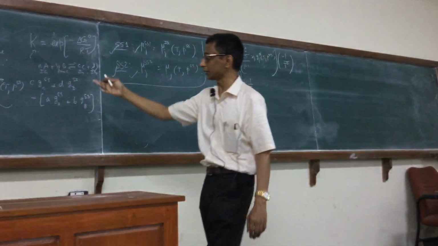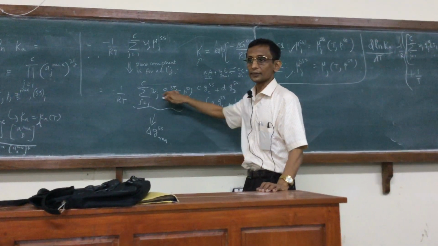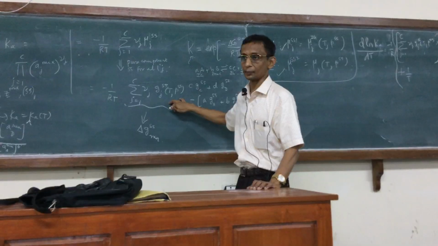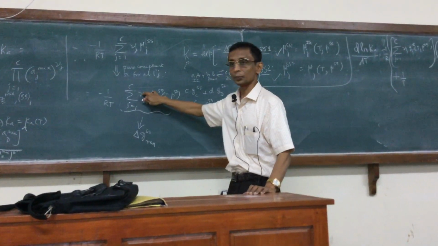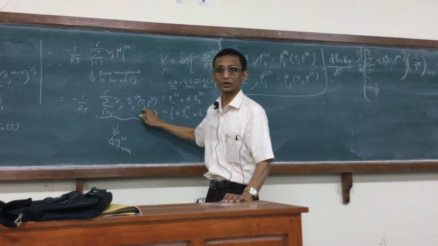And then I have to differentiate this with respect to temperature. So this is a derivative of a sum. It can be written as a sum of the derivatives, so I take it inside the sum. And I know the mu j's are constant, so I have to only differentiate this.